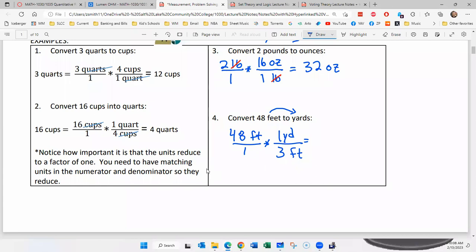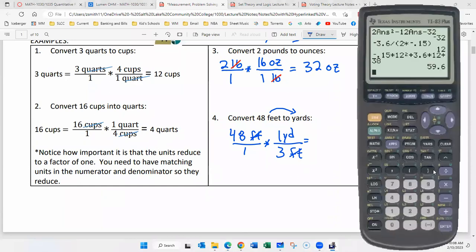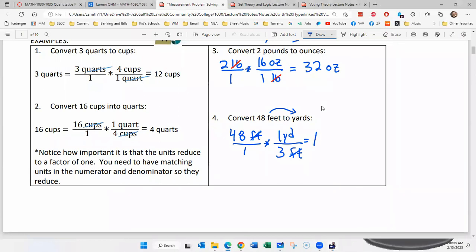In this problem, we get the feet to reduce, and we have 48 times 1 is 48, divided by 1 times 3 is 3. 48 divided by 3. And that is, now here's a plug for, make sure you have your calculator for the exam, and that it's not a brand new calculator, that you're very comfortable with it and you know how to use it easily. You want it to be your friend, you don't want it fighting you.